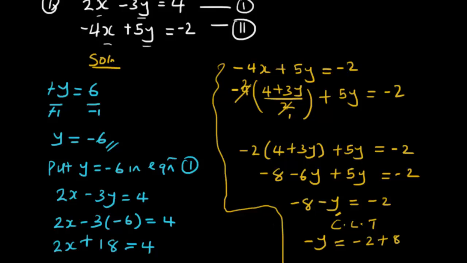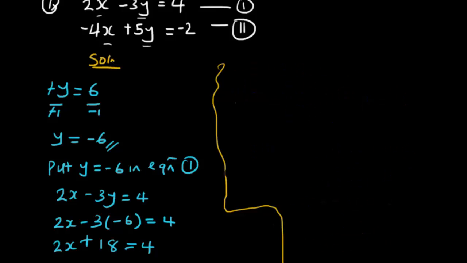Now I need to collect like terms. So if I collect like terms, I'll be having 2x equals 4. When 18 goes to the other side, it becomes minus 18. So 2x equals 4 minus 18, which should give me minus 14. To find x, I divide both sides by 2.